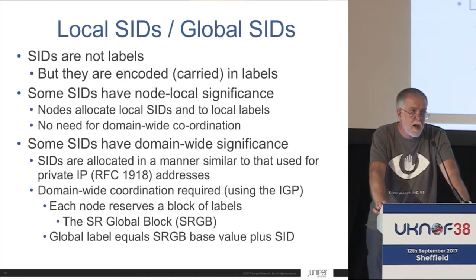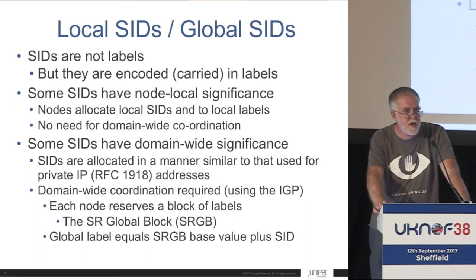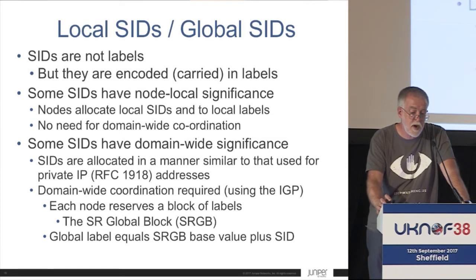Each node in that approach reserves a block of labels that will be used for segment routing, and that's called the SRGB, and the IGP advertises that, and then we can say each segment identifier is an offset into that block of labels. It's a little bit complicated, but it handles the fact that some routers can only allocate from one part of a label space and some routers from a different part, and the two just don't go together unless we do this approach.